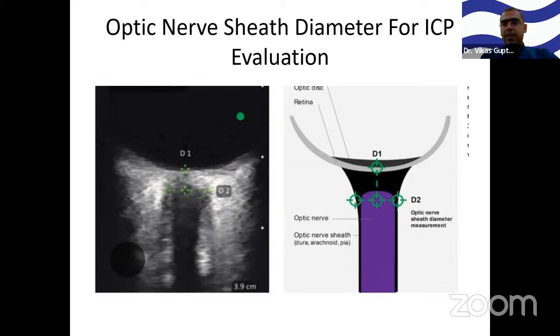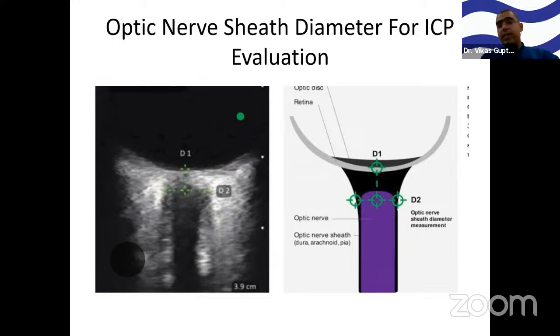In this method, 3 mm beyond the optic disc, we have to measure the optic nerve sheath diameter. If it is more than 4.5 mm, then it is suggestive of raised ICP. It is very important in OT also, to see how much the ICP is.